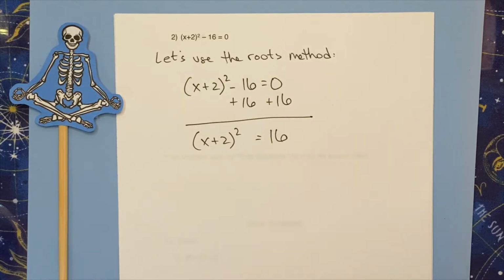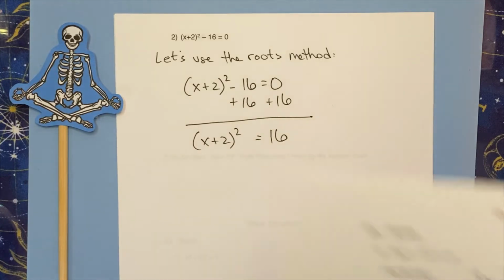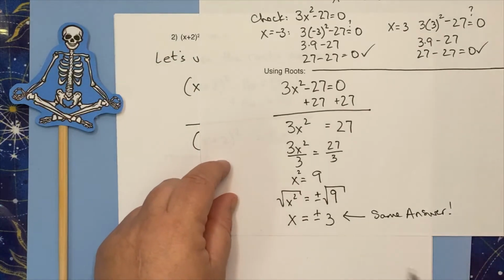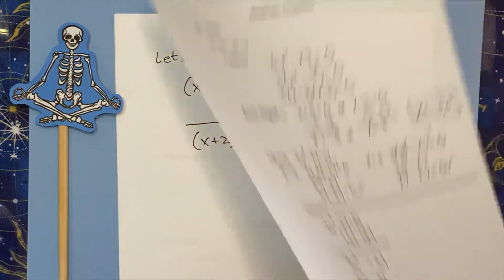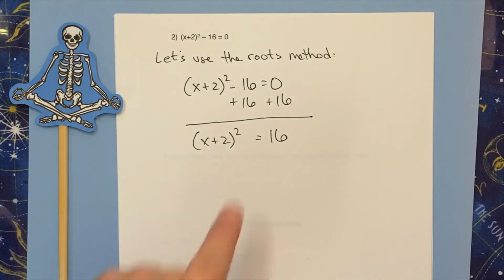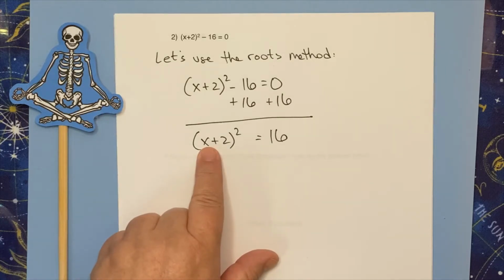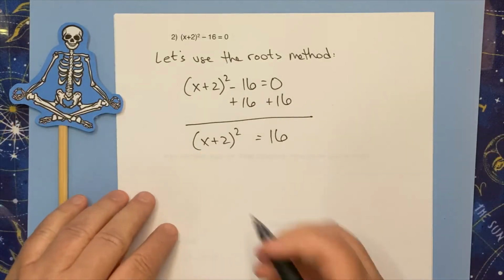Now, remember that in the previous problem, what did we have to do? In the previous problem, we had to divide both sides by 3 to get the x squared by itself. Sometimes you have to add or subtract, sometimes you have to multiply or divide, and you get the square by itself, and then you can square root both sides. Woohoo!